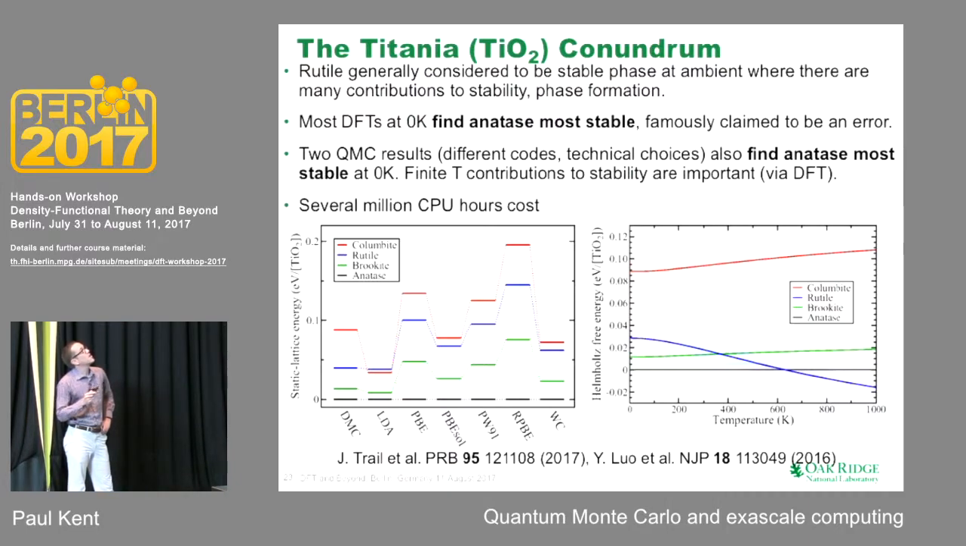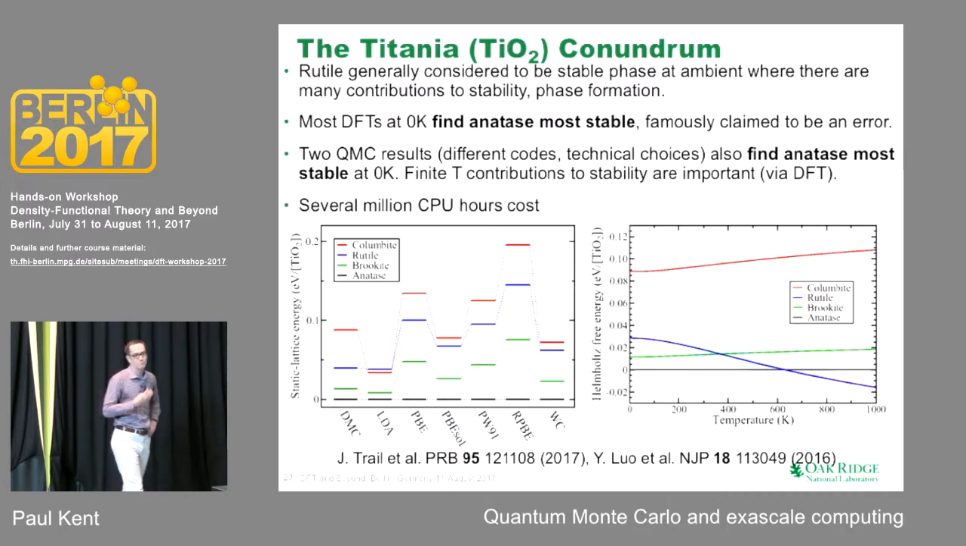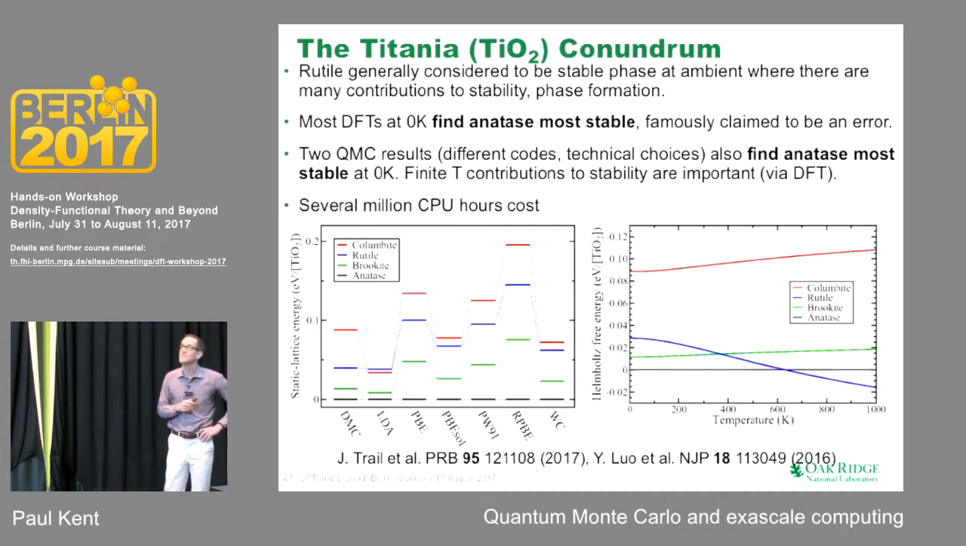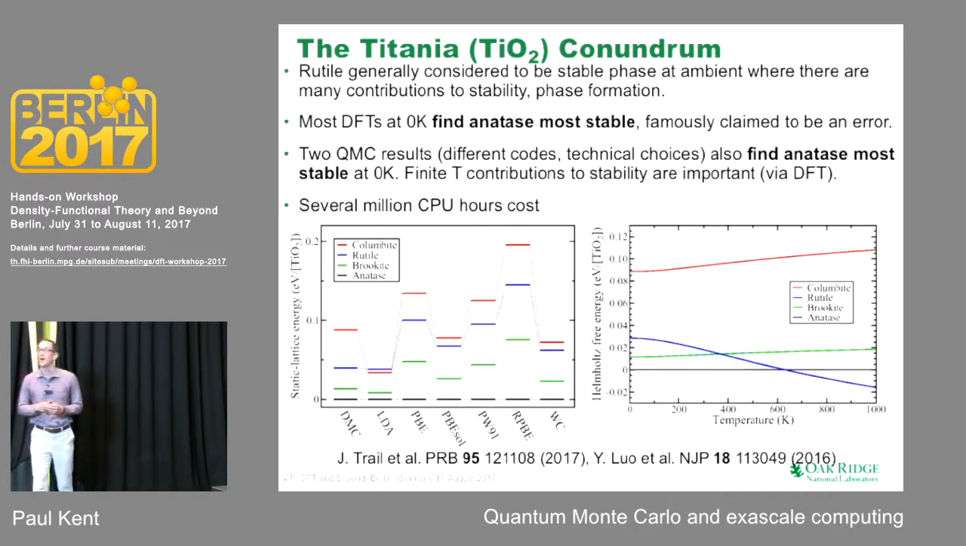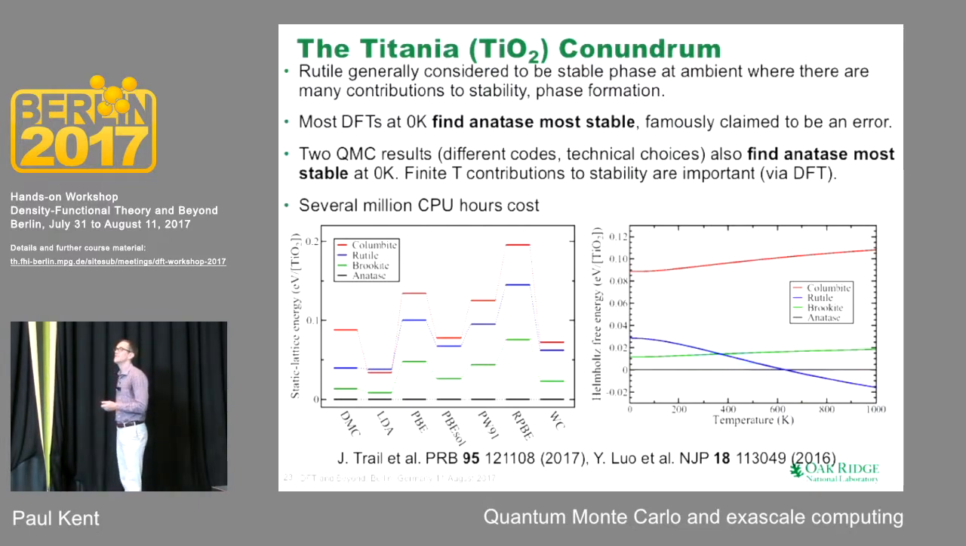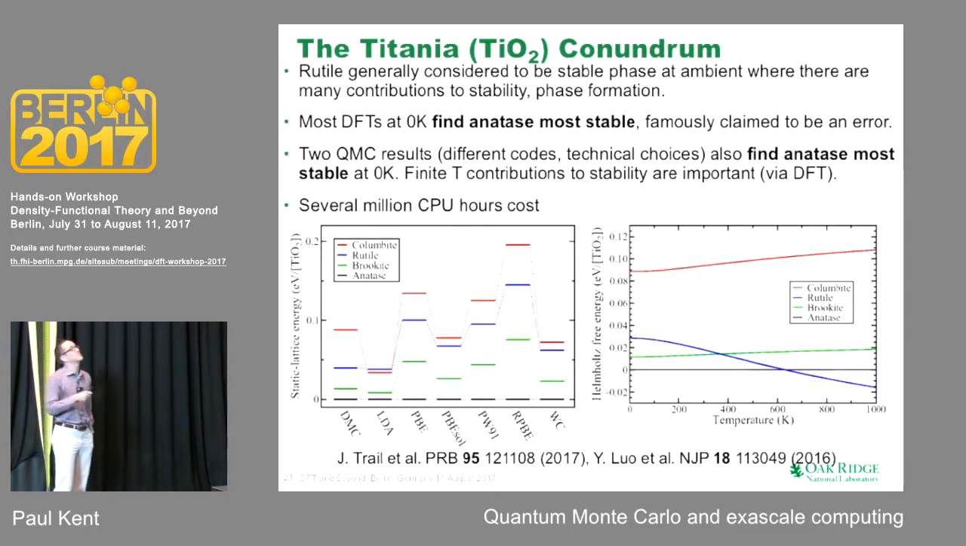I'd now like to show an example of the Titania conundrum, or the puzzle that I showed earlier. This is actually a case where we're going to have something very good to say about DFT, where there'd been a lot of criticism in the literature. So we were slightly surprised at the results, but this is what we found, and so this is what we're going to report. So the situation here is that the Rutile phase is generally thought to be the most stable phase at ambient conditions, so where we are now.